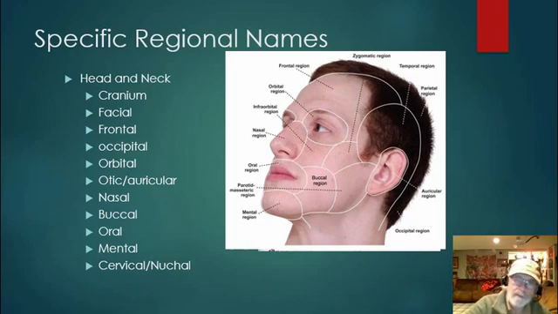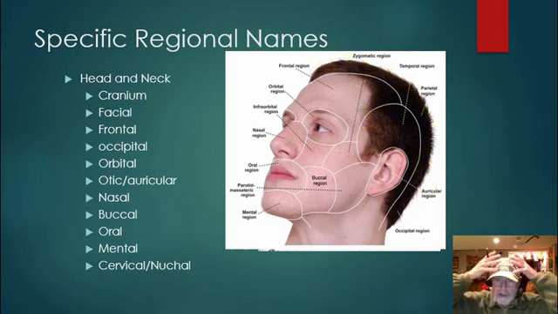First one's going to be cranium. Cranium is basically the area up in here that contains the brain. This whole area here, the top part of the skull, is going to be called the cranium. So the brain sits inside the cranium. That's an easy one. You shouldn't have to worry too much about that one. Cranium, the area on the top of the head where the brain sits.